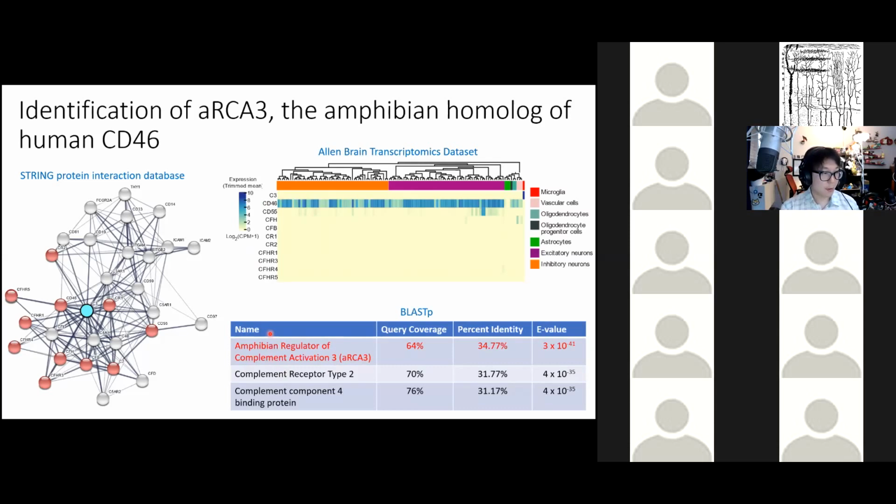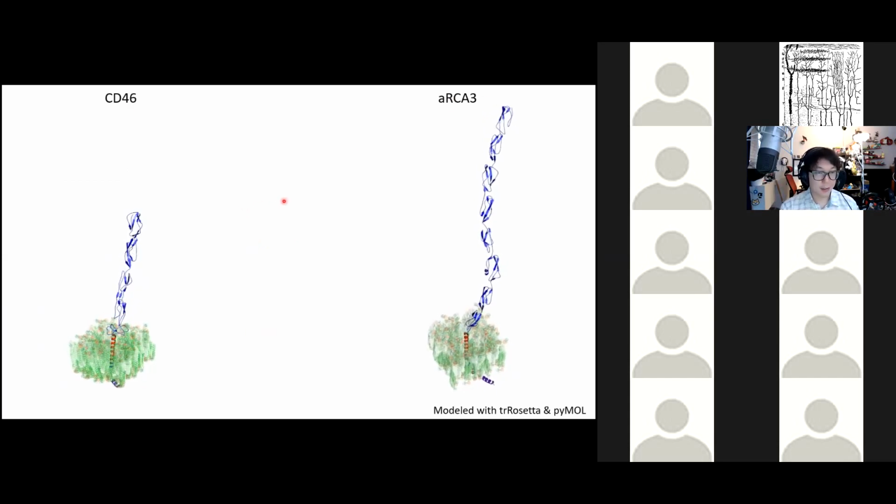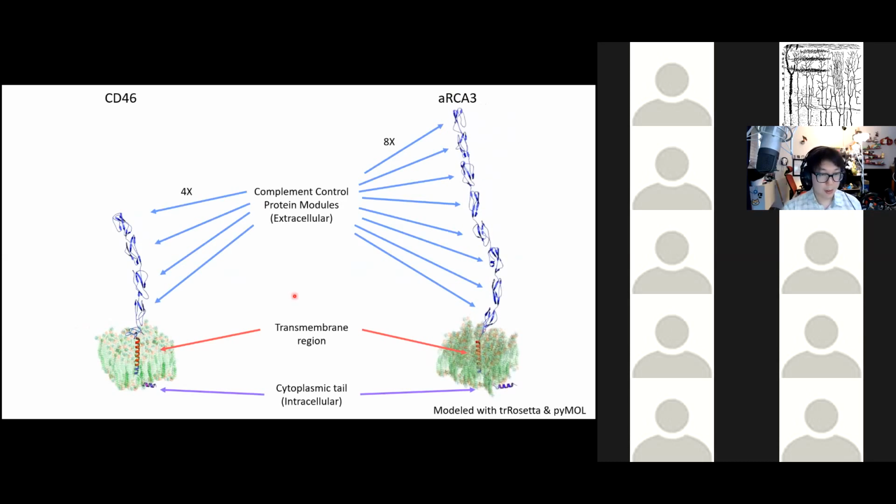So we decided to model CD46 and ARCA3. And you can see that they have very similar structures. In both cases, the extracellular part of the molecule looks like sausages on a string. And it's known that in CD46, the bottom two complement control modules bind and deactivate complement C3. CD46 has 4 complement control modules, whereas ARCA3 has 8 such modules. Both proteins are anchored to the surface of the cell membrane near the C-terminus with a transmembrane region, and both proteins also have a short intracellular tail.